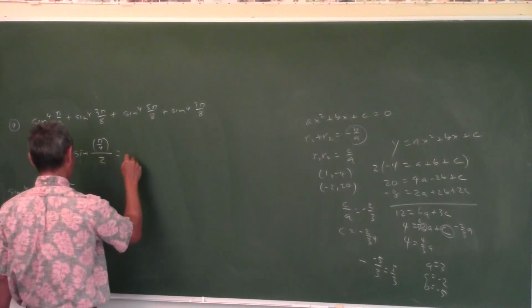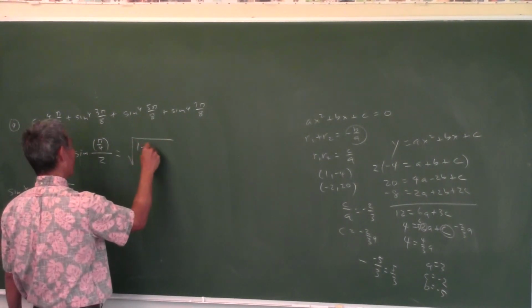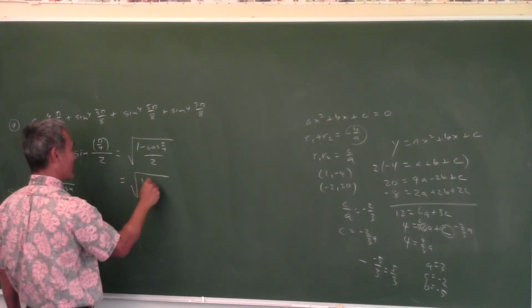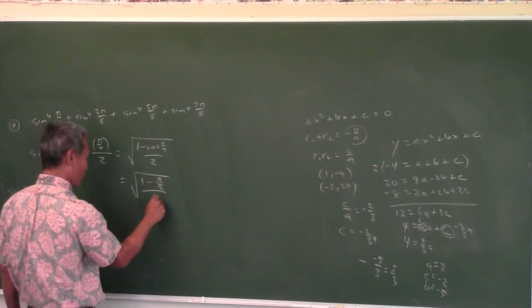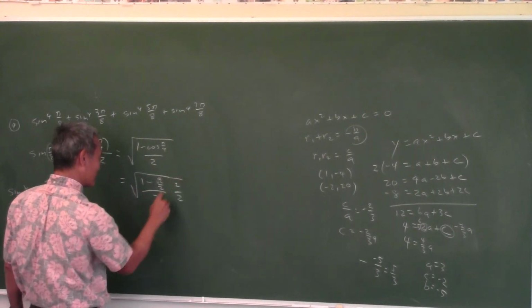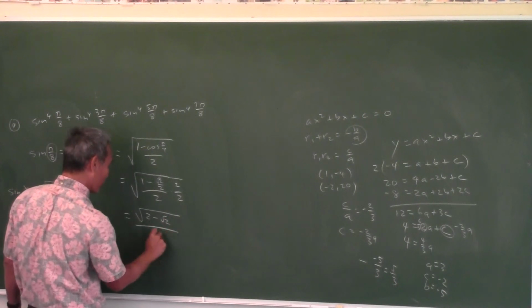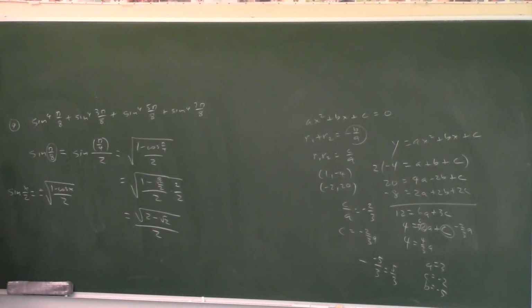So it's going to be positive square root 1 minus cosine pi over 4 all over 2, which is the square root of 1 minus root 2 over 2 over 2. Multiply top and bottom by 2 inside the radical, and so you got the square root of 2 minus root 2 all over 2, because the 4 comes out as a 2. There you go. That's what sine of pi over 8 is, and you simply got to raise it to the 4th power, which means square it twice.